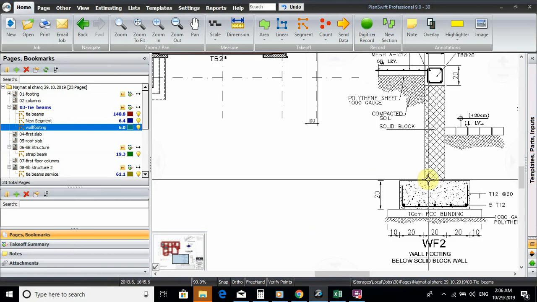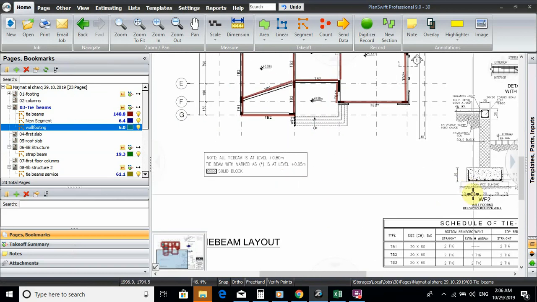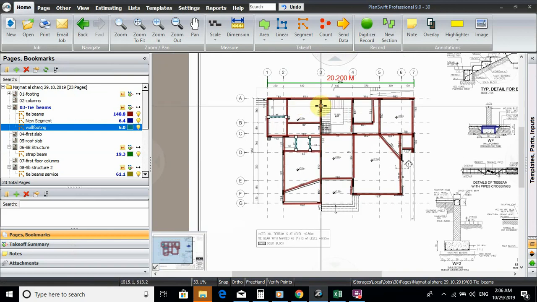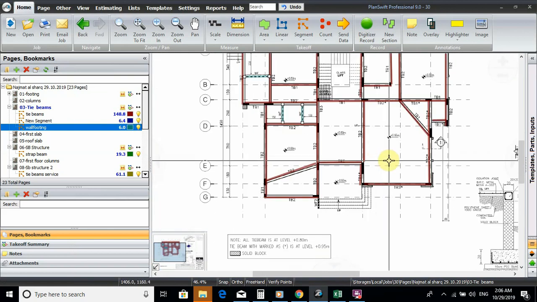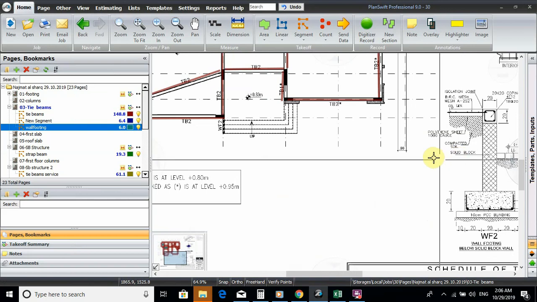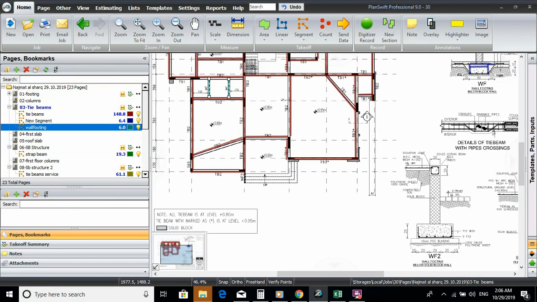Actually, in some cases I would neglect it, but because this is a tutorial video, I cannot neglect this. I will never neglect this, and you should never neglect it either. It consists of 3 things: footing and coping beam.